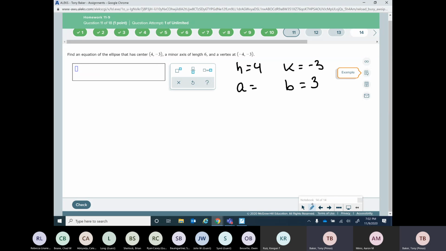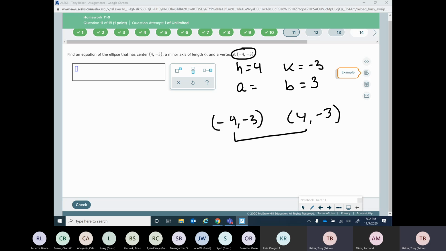The next piece of information they gave me is one of my vertexes. So my vertex is at (-4, -3). My center is at (4, -3). So from here to here, from -4 to 4, I would subtract 8. So go from the center to one side. So to get to the other side, I would add 8. So that means my A is 8. Because it's what's changed in this.